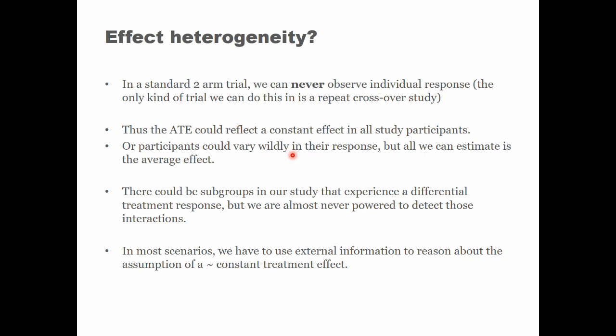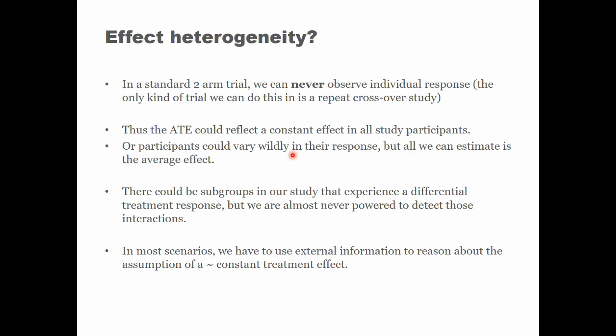The problem is that to have a large enough sample to accurately estimate interactions often requires multiples of your normal sample size. So you might require 4 or 10 or 16 times the sample in order to accurately estimate an interaction. And so in practice, it's extremely unusual for us to have a good idea about this idea of a differential treatment response or response heterogeneity by subgroups.